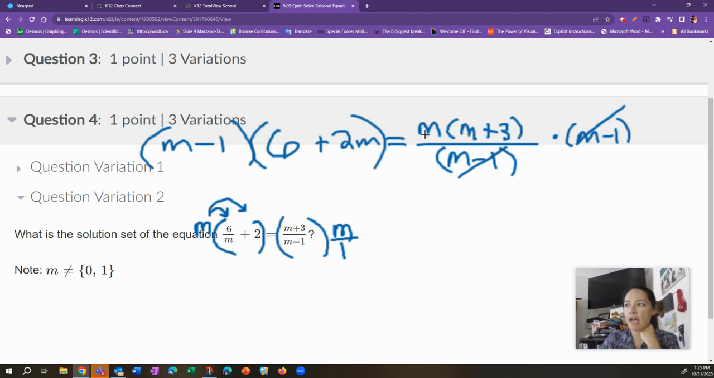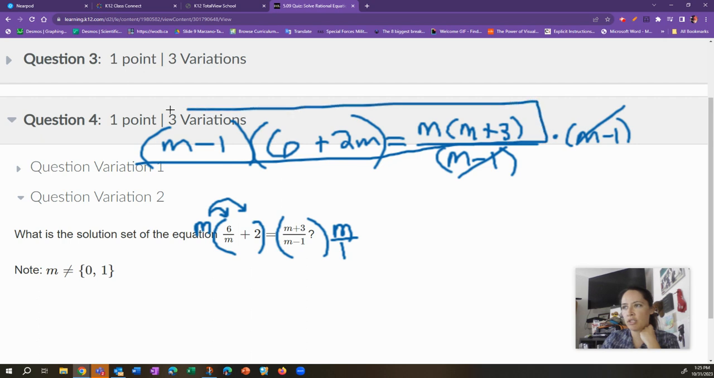So now on this side, these have canceled now. So let me just box it. On the one side, I have m times m plus 3. On the left-hand side, I have m minus 1 times 6 plus 2. So I have to FOIL or use the box method, binomial times a binomial. Over here, I have a monomial times a binomial, so I'm going to use the distributive property. So first with this side, m times m plus 3. Well, it's going to become m times m, which is m squared, plus 3 times m, which is just 3m.